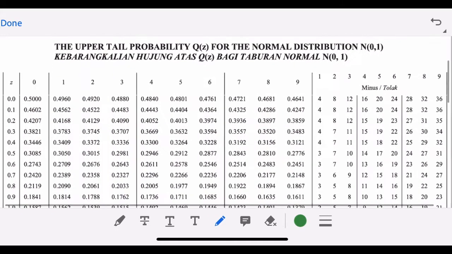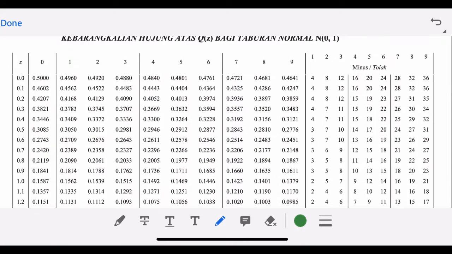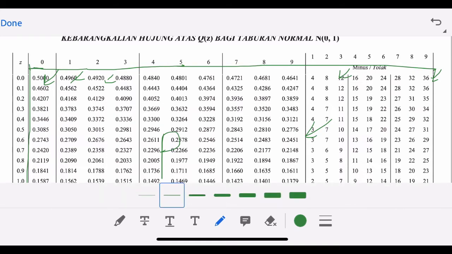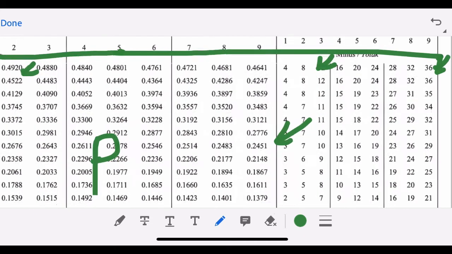Do you know that the probability is represented by all the small numbers that I'm going to highlight to you? The small numbers inside here, you draw the line like this, right? All the numbers inside here, this one, this one, this one, all the numbers inclusive of all these are probability. Clear?